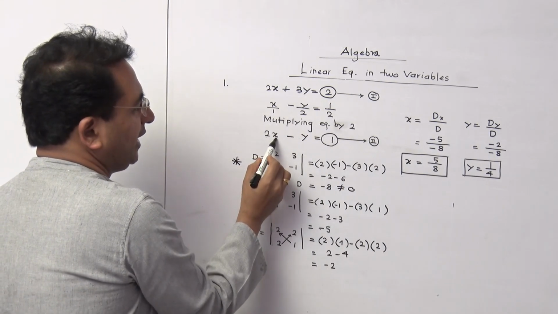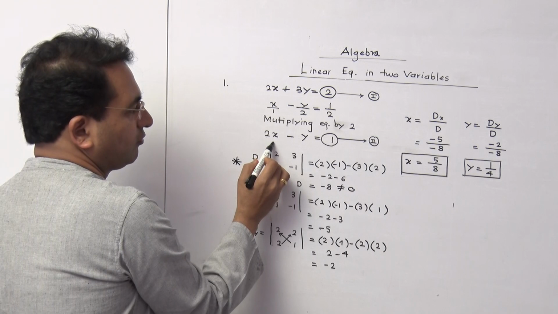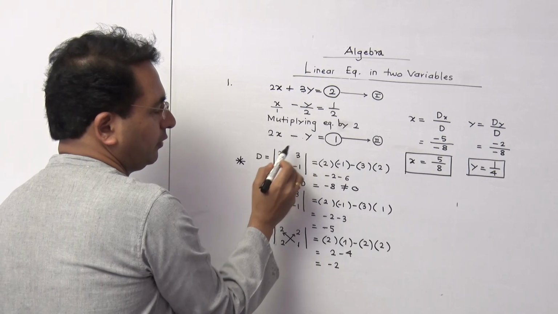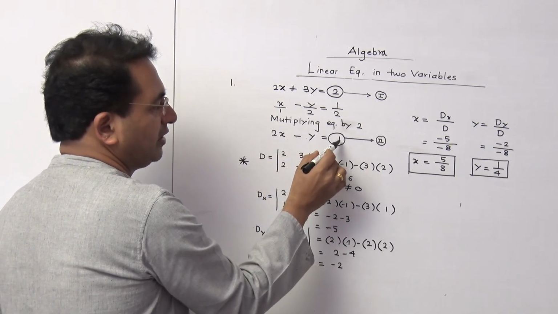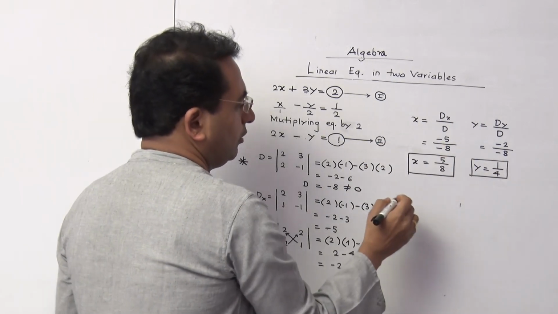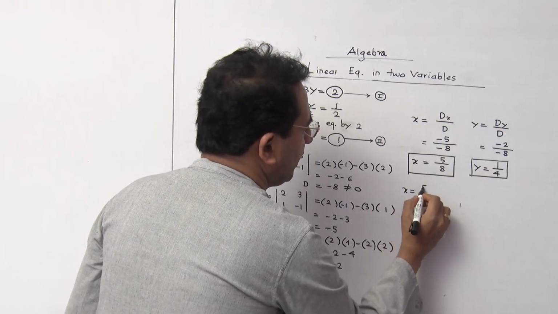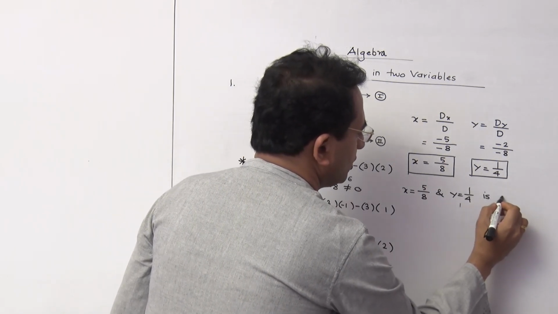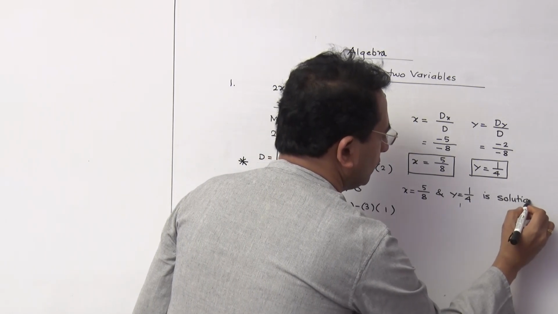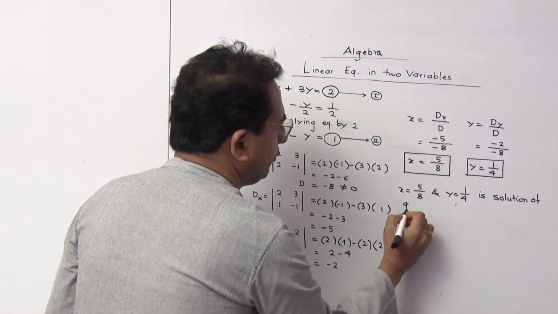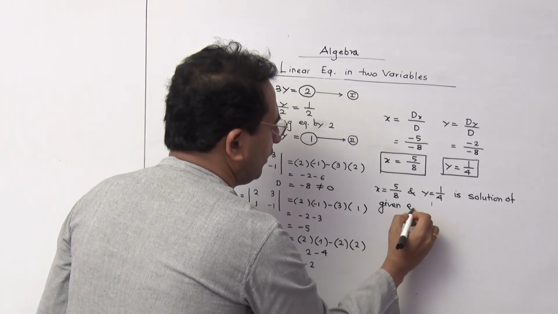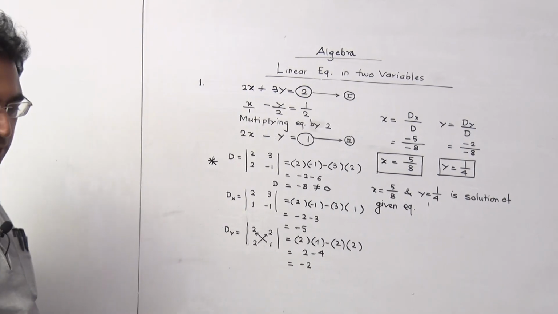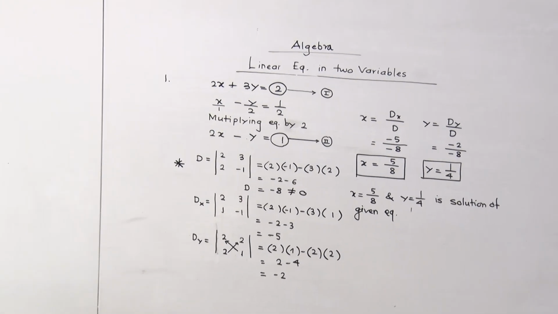Now if I put 5/8 here, then 2 4s are, the answer is going to be 5/4. Minus 1/4. 5/4 minus 1/4 is 4/4. The answer is 1. So whatever you are getting is right. So finally we have to write x is equal to 5/8 and y is equal to 1/4 is the solution of the given equations. This is what we are going to do in Cramer's rule. Is that clear to you?